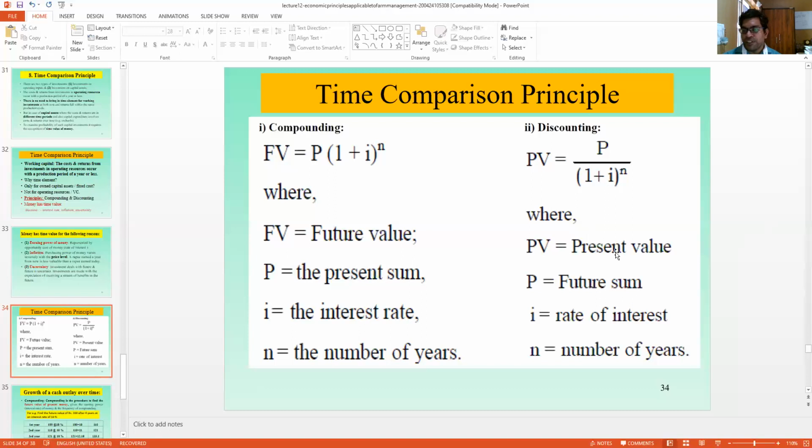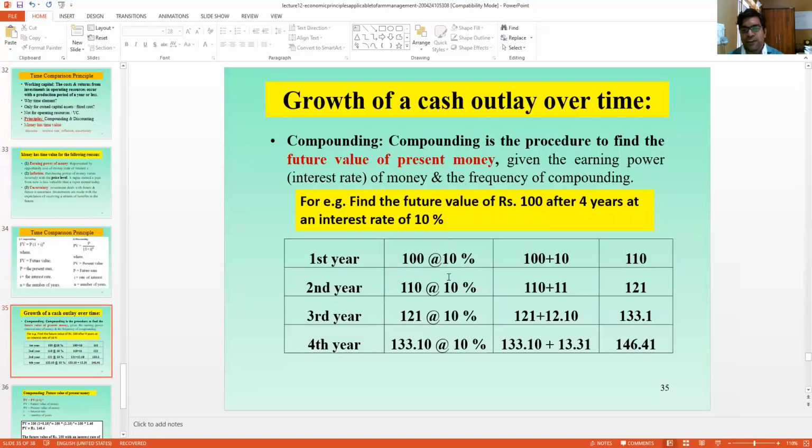Where P is the present value, here P is the future sum, or you can also have F also, no problem. So I is interest rate or inflation, whatever you say, N is number of years. So compounding, it means what? The interest will keep on getting added. So when you keep on adding interest, you see here, it gives the earning power of money, interest rate. It gives you earning power of money.